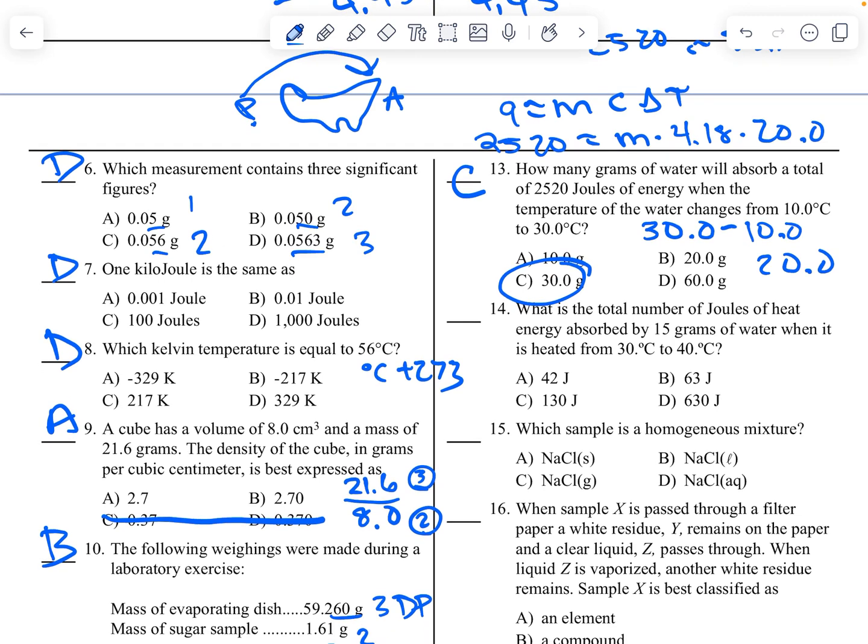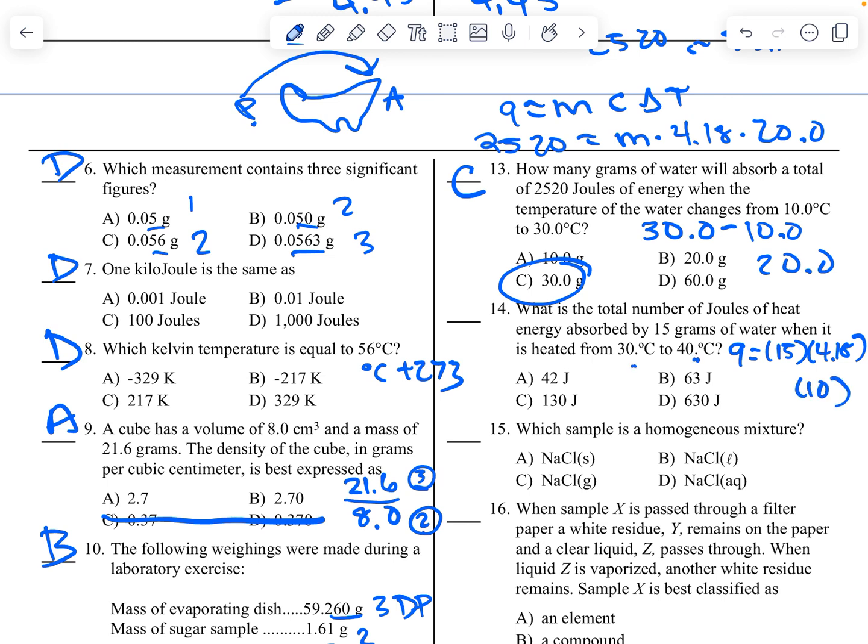Here we go again, which is the total number of joules. So we're looking for Q. Q equals mass 15, specific heat of water 4.18. Now, if in the question you're not talking about water, you're talking about like iron or something, that would have to be provided to you in the question. T final minus T initial would be 10.